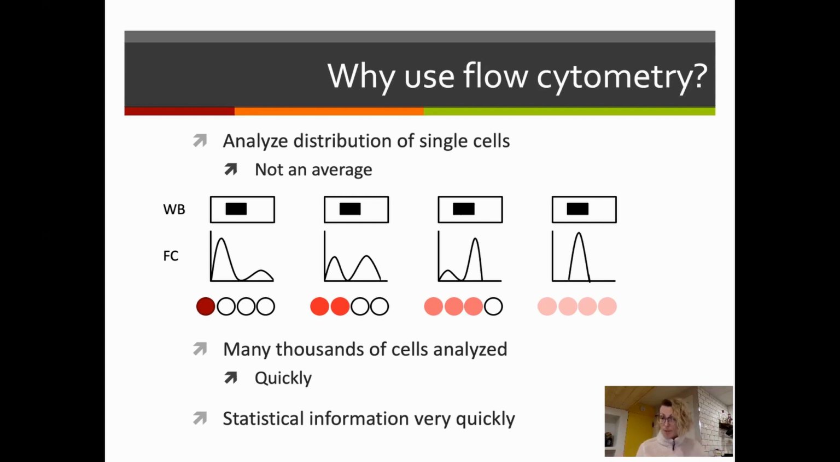It also can analyze many thousands of cells quite quickly. Normally, most cytometers can run on the order of 5,000 plus cells per second. So you can get through a sample in a really robust and quick manner. And because of this, you also have very robust statistical information for looking at your cell populations.